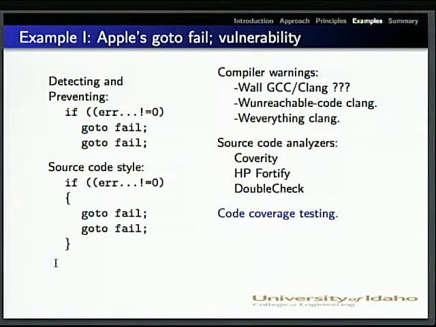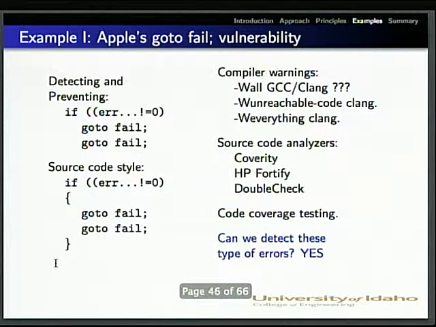Also, if you did code coverage testing, testing to make sure that all the possible paths in the code were executed. So the question is, can we detect these types of errors? And the answer is yes, this is currently the state of the practice. So the fact that Apple did not do this and we had that vulnerability verifies the strength of our previous holistic approach, saying it's not enough just to have tools. There are also organizational issues that you need to look at.